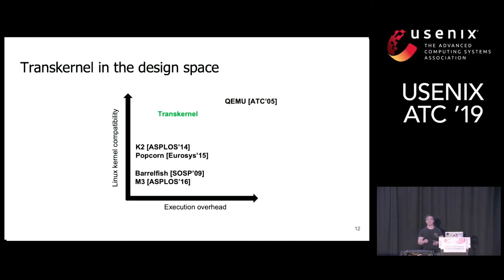Compared to multi-kernels like Barrelfish and M3, where you write kernels from scratch and lose compatibility with the Linux kernel, we have compatibility with Linux. Compared with K2 and Popcorn, which span a monolithic kernel across two heterogeneous cores, we don't have to reason about the interface problem. And compared with DBT, for example QEMU, we have a much lower overhead.